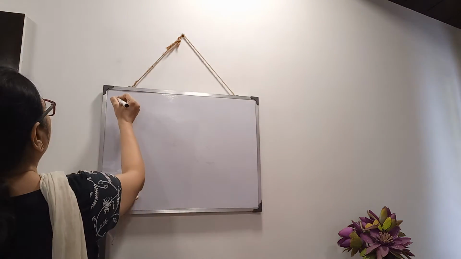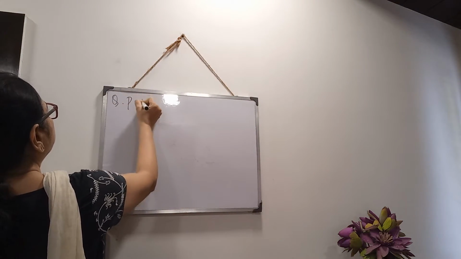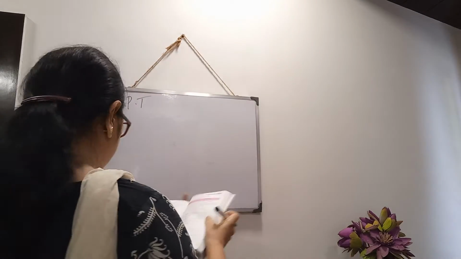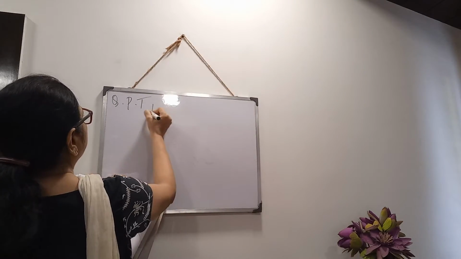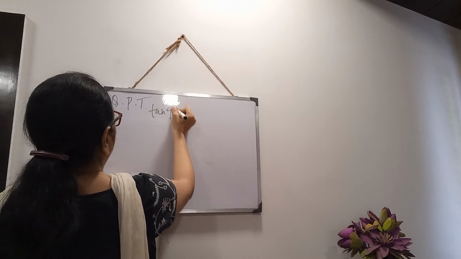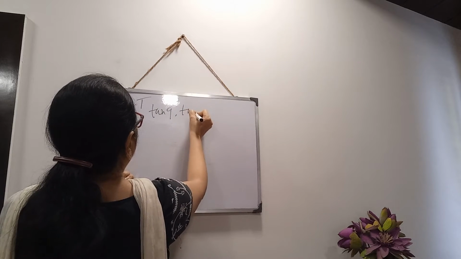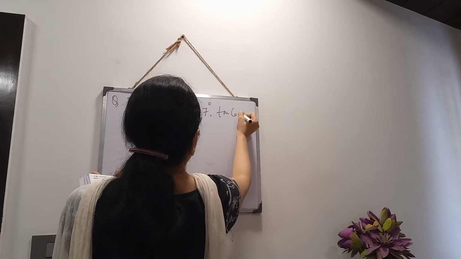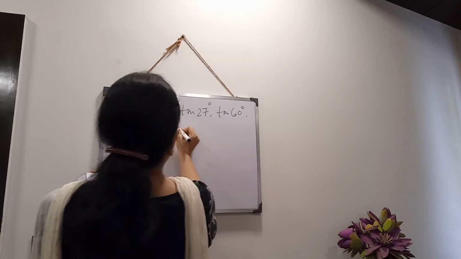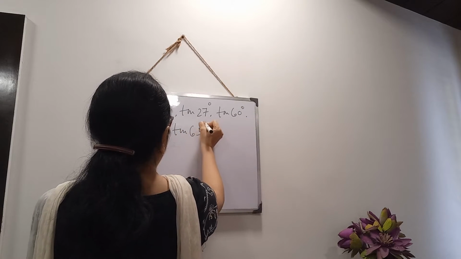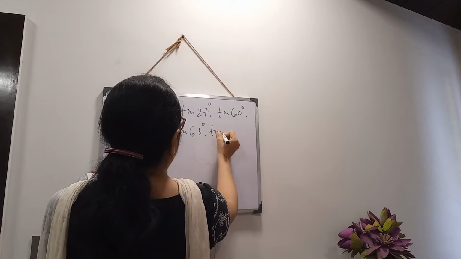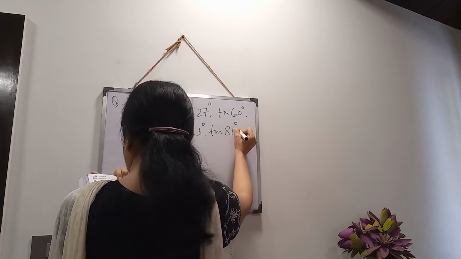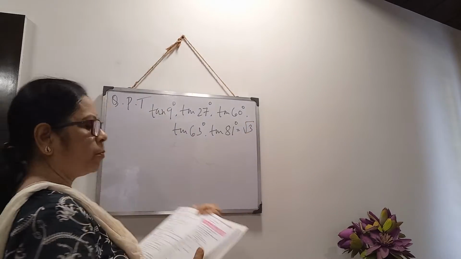Now, continuation of the previous video: if the sum is of this type, prove that tan 9 degree into tan 27 degree, tan 60 degree, tan 63 degree, tan 81 degree equals root over 3. This you have to prove.